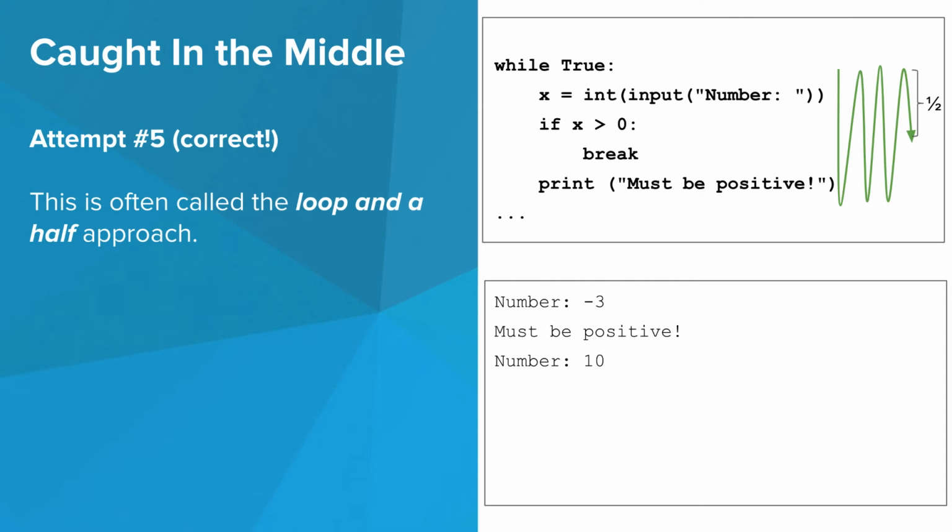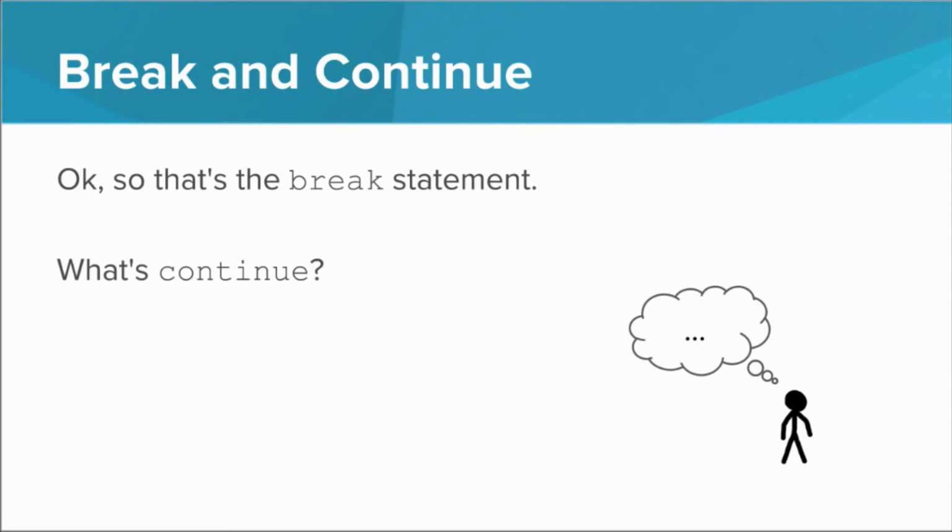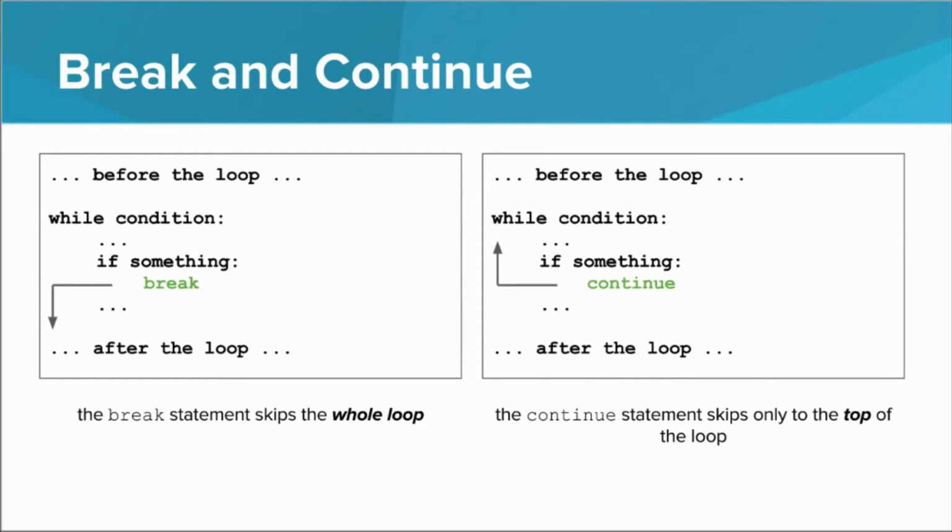This is often called the loop and a half approach, since this while loop will do some number of full loops, followed by a partial or half loop. Okay, so that's the break statement. What's continue? The continue statement, shown on the right, skips only to the top of the loop. Execution resumes at the top, where the condition is evaluated. Contrast this with the break statement, shown on the left, which skips the whole loop. Execution resumes after the end of the loop.